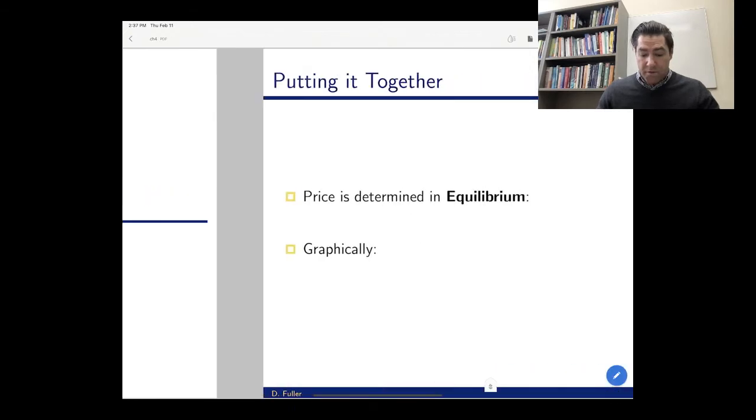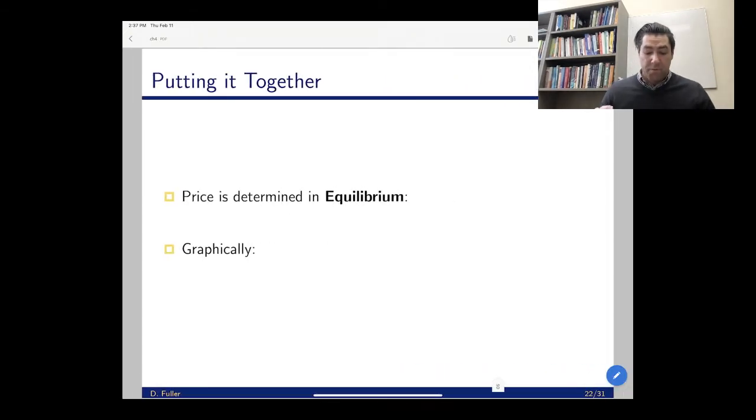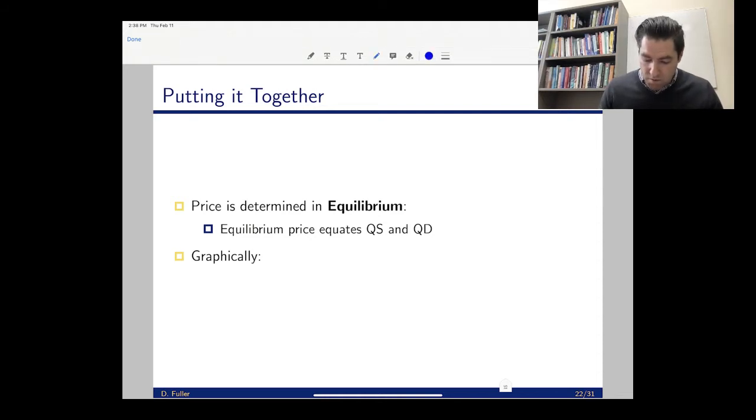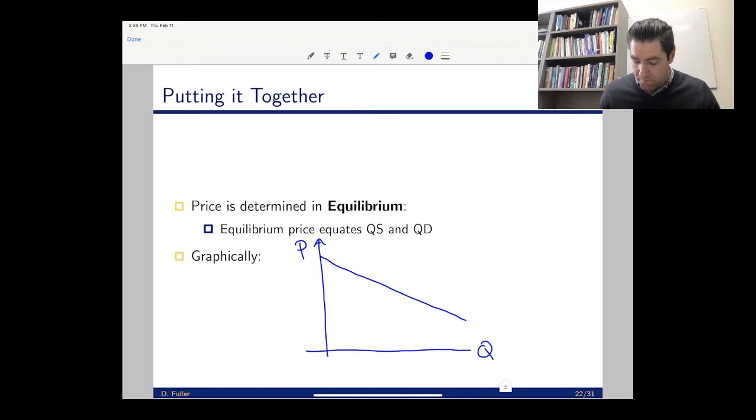So equilibrium is actually a very simple concept. The price in equilibrium is the one that makes quantity supplied and quantity demanded equal to each other. As you might expect, what it looks like if I draw the quantity and the price, I have a demand curve that is downward sloping via the law of demand. I have the supply or marginal cost curve that is upward sloping. Where quantity demanded and quantity supplied are equal to each other is where these two curves cross.